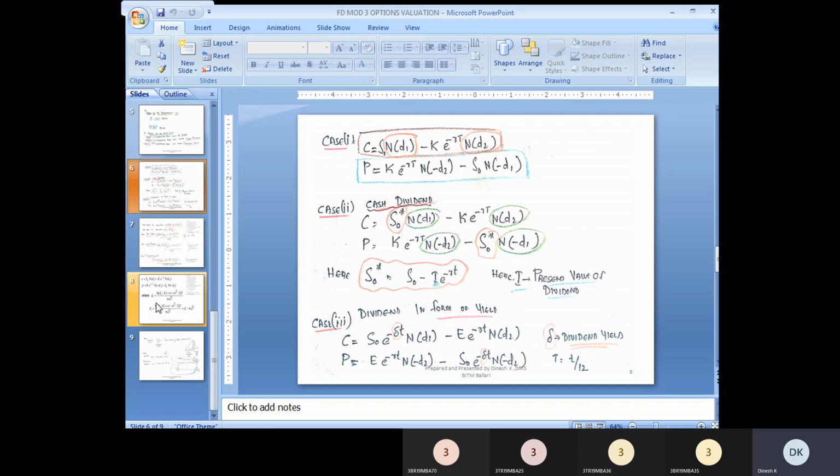What is the adjusted current market price? That is S star. S star is equal to S naught, where S naught is the current market price, minus the current dividend that the company has been paying, multiplied by e to the power of minus RT.